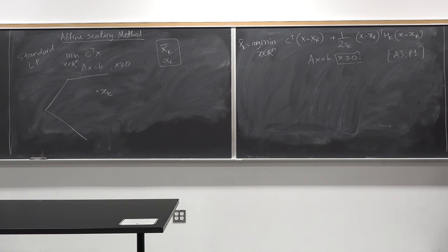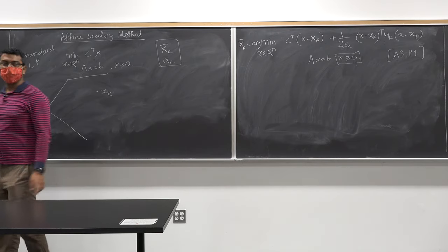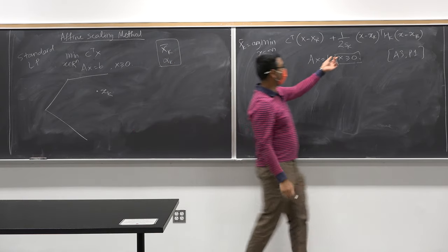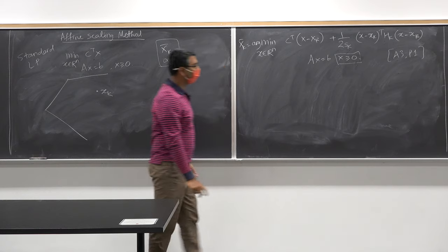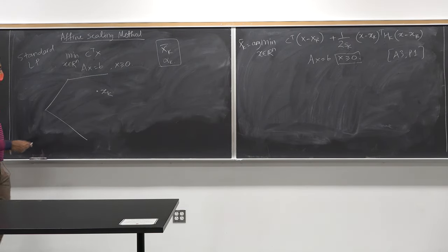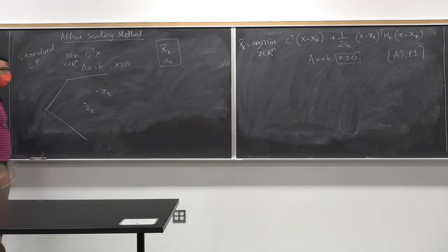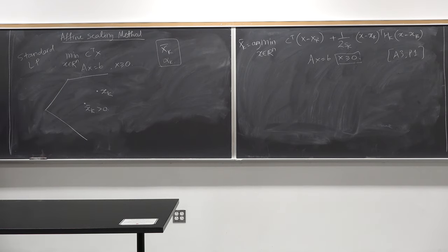So consider the following situation. I'm standing at xk. What happens if I pick my sk to be a small number? If I pick sk to be a small number, Hk is positive definite, and sk is a very small number. Then your x bar k will be somewhere inside the set, and your x bar k will have all entries strictly greater than 0.